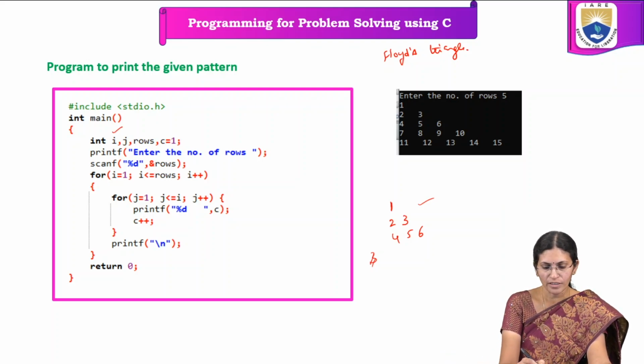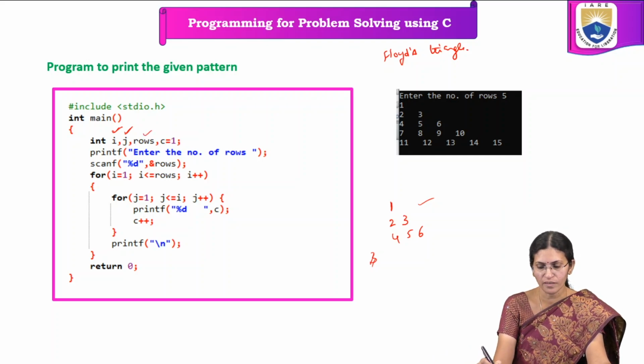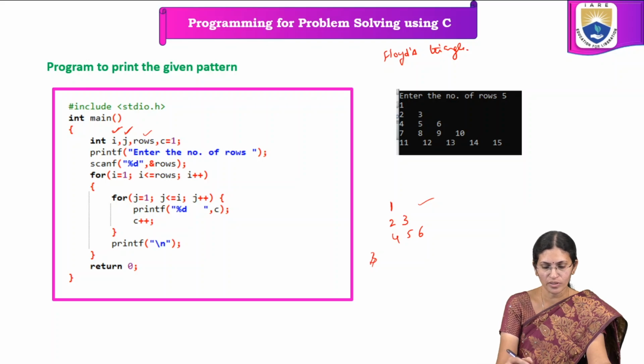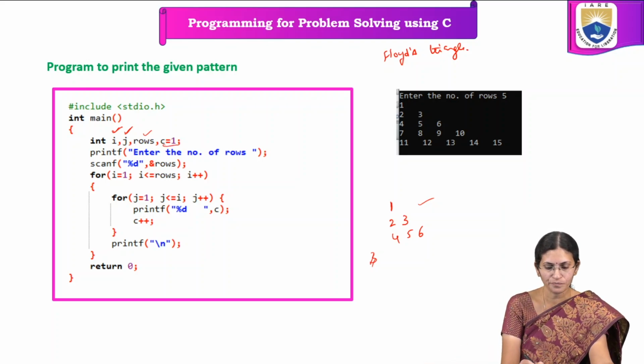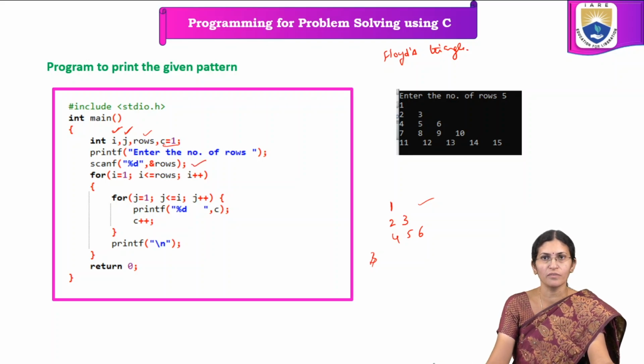Here we are declaring variables of type integer: i and j. Since we are using nested for loops, we need 2 looping variables. These are the 2 looping variables which we are using, i and j, and this one is rows. Rows specifies the number of rows which the user will enter. Next, c is equal to 1, which is a constant here. By means of the scanf function, we are going to read the value into the variable rows, the number of rows as specified by the user.